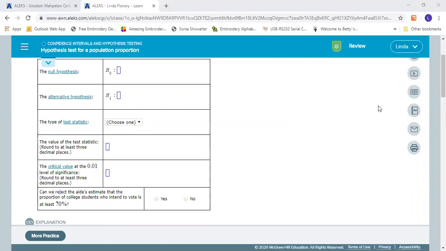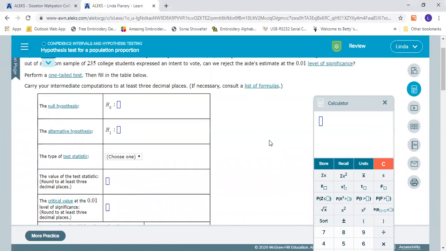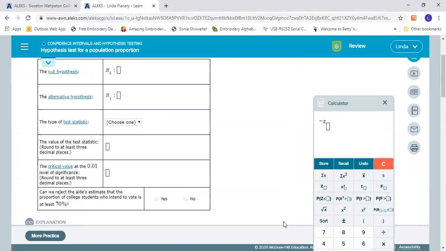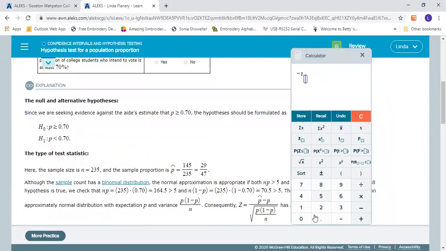So here we're going to use our graphing calculator. Since we're doing a left-tailed test, we have to do negative z sub 0.01. And we can see the value of our critical value is negative 2.326.